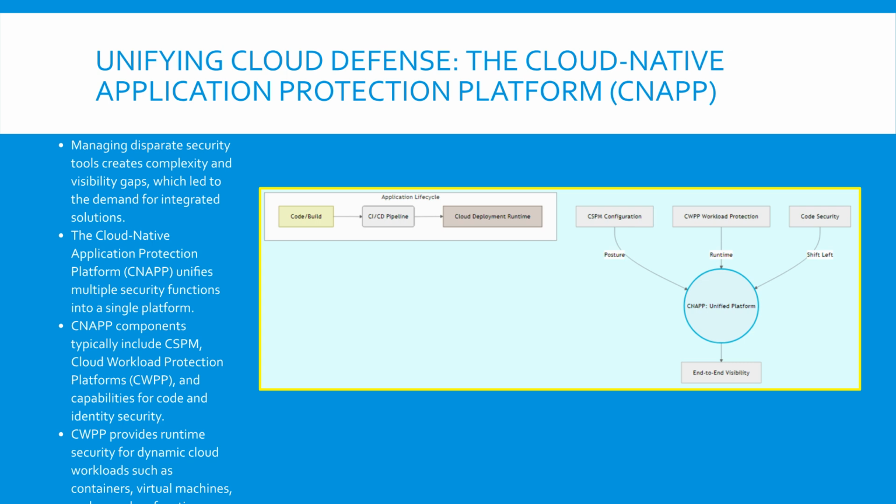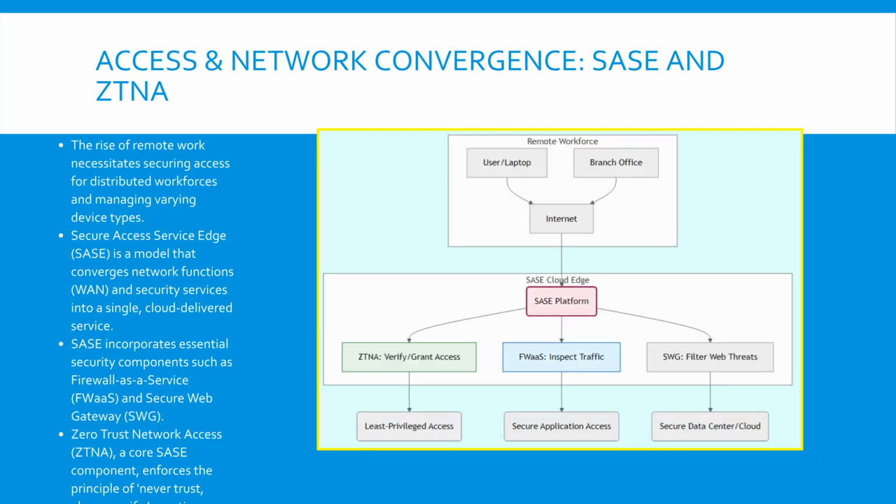of using separate tools. Moving from securing cloud applications, let's look at how we secure the connection between users and those applications, especially with remote work becoming common. The solution is Secure Access Service Edge, or SASE, which simplifies security by combining network capabilities and comprehensive security functions into a single service delivered entirely from the cloud. SASE removes the reliance on old, complex physical hardware at every location.